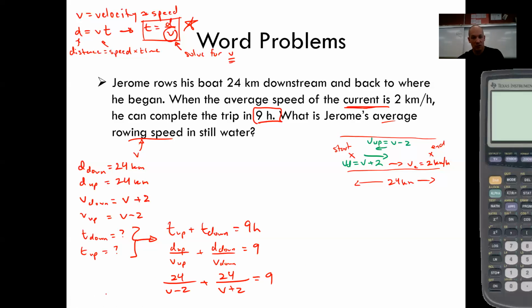Now, before we go ahead and solve it, we notice we have a rational equation, so we've got to look at non-permissible values. So V cannot be equal to 2, and V cannot be equal to negative 2.